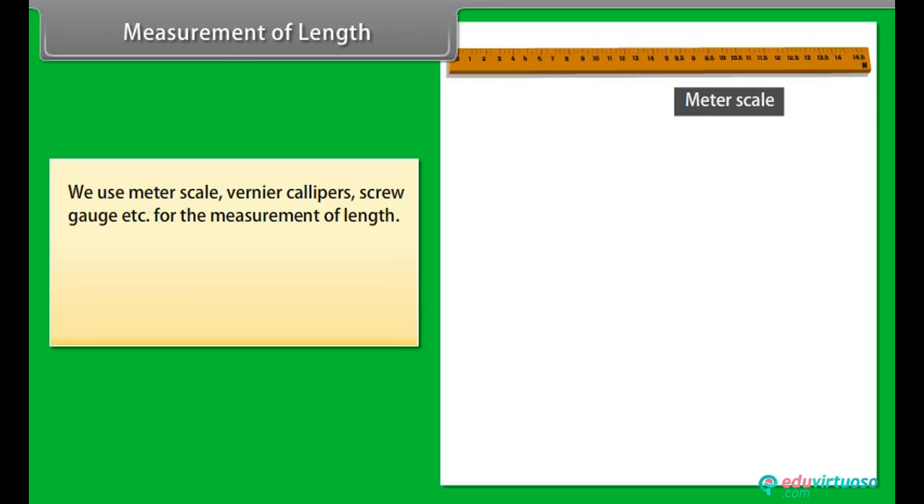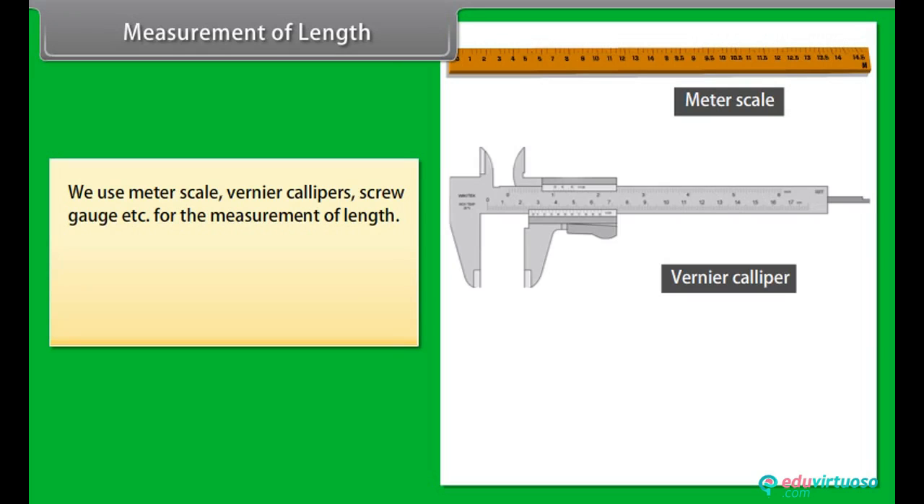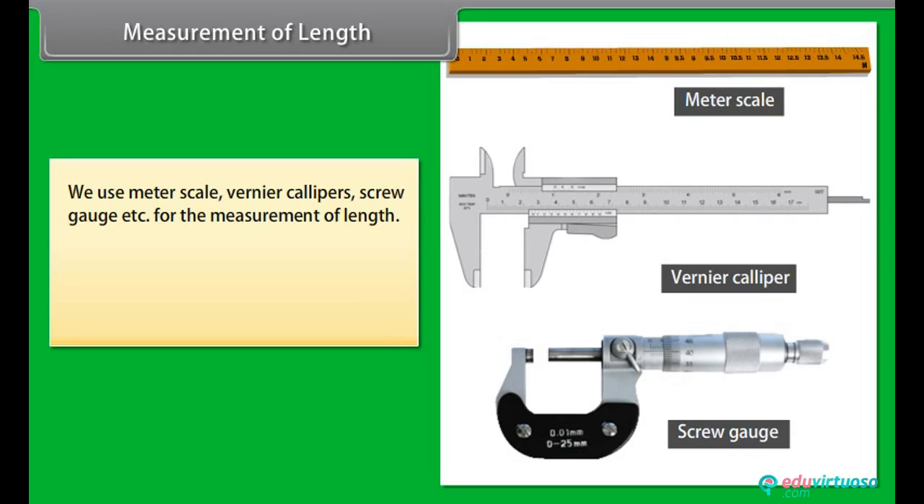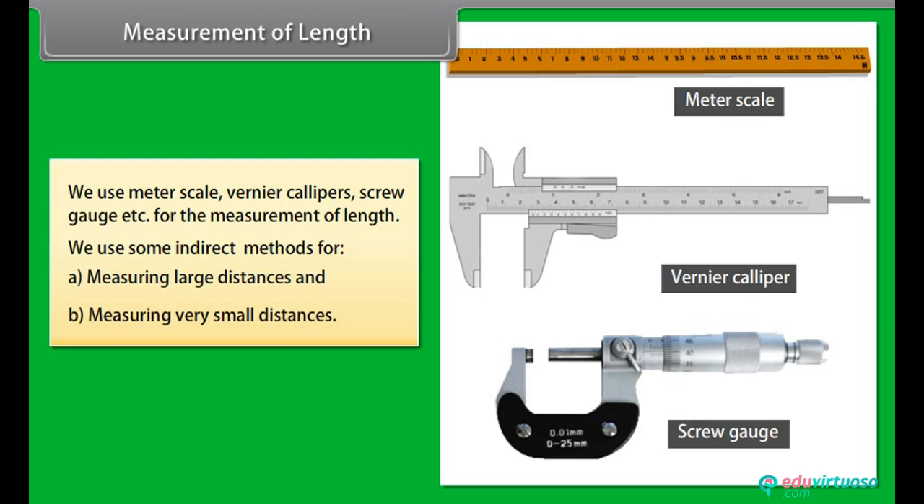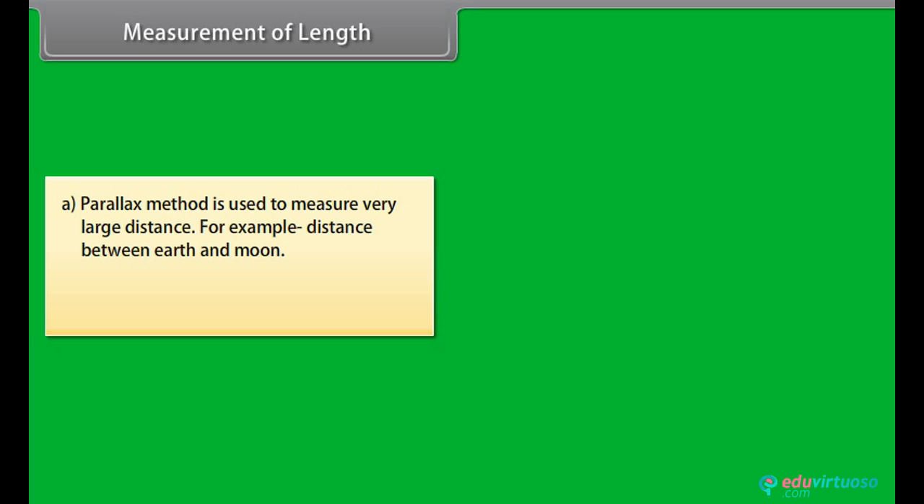Measurement of length. As you know, we use meter scale, vernier calipers, screw gauge, etc. for the measurement of length. We use some indirect methods for A, measuring large distances and B, measuring very small distances. A. Parallax method is used to measure very large distances. For example, distance between Earth and Moon.